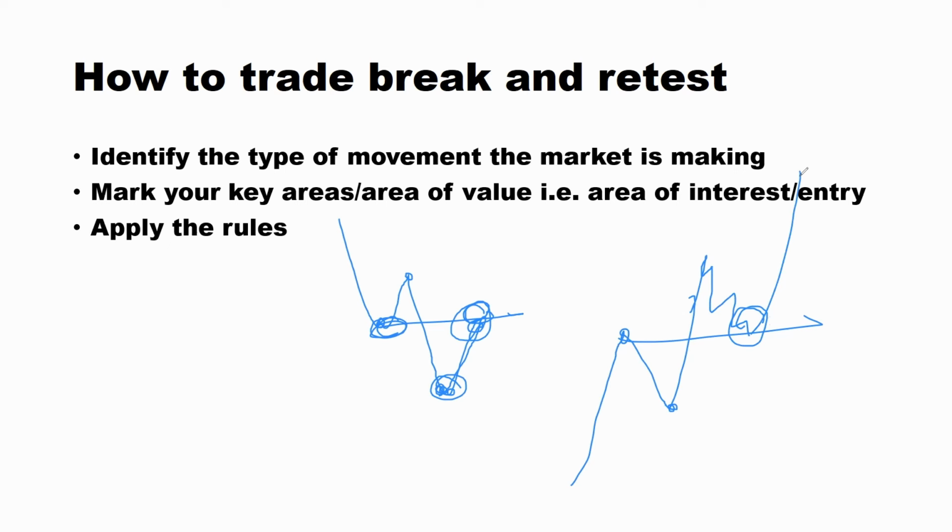So first and foremost, identify the type of movement the market is making so that you know how to position yourself. Most traders do not know where they're in the market. They don't know what they're supposed to be doing. So make sure you know the type of market movement that the price is making, right? That's the first and foremost thing, right?